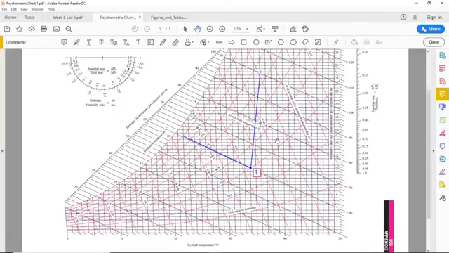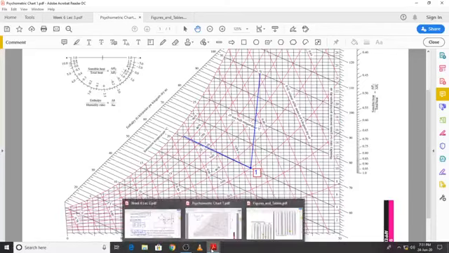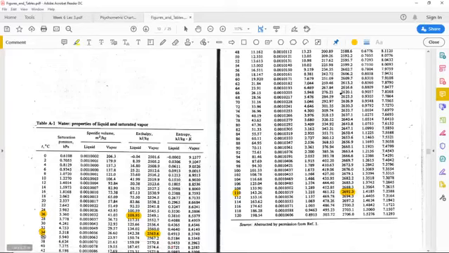The third possibility was that when hw was equal to hg, and if I want to find out hg, I have to look at the value of hg at 34 degrees C. So if I go back to the table and look up 34 degrees C, at 34 degrees C, hg is 2563.6 kilojoules per kilogram, which will be 2.56 kilojoules per gram.